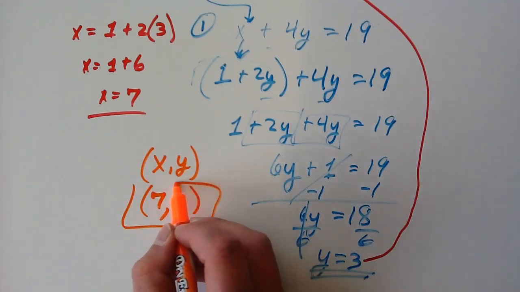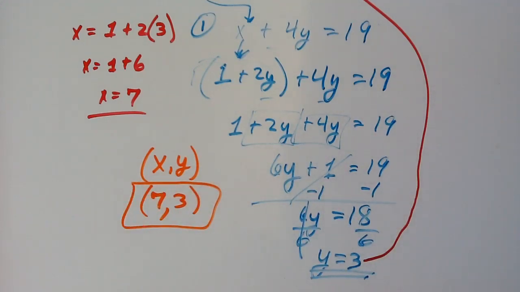This right here is my solution to the system. This is the only x-y ordered pair that satisfies both equations. If we were to graph these equations, we know that the lines of these graphs would cross at exactly that point, and only that point, 7, 3.